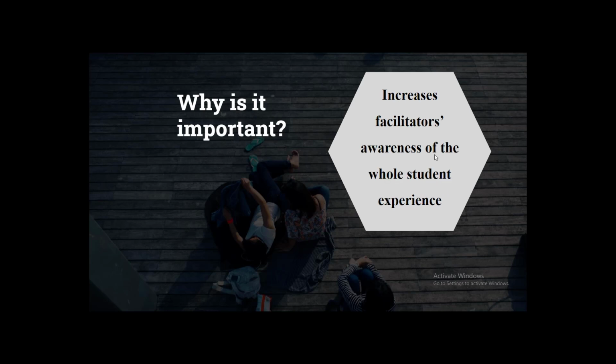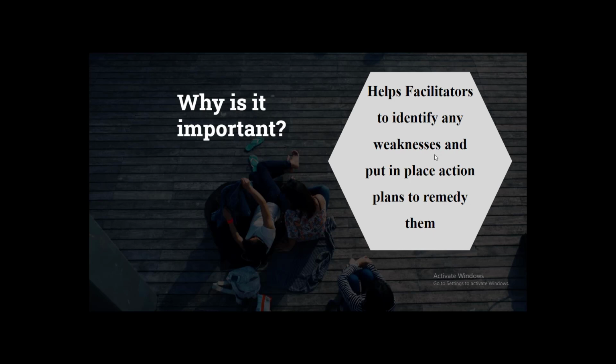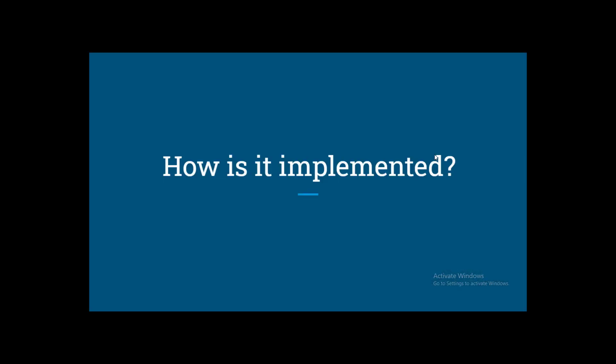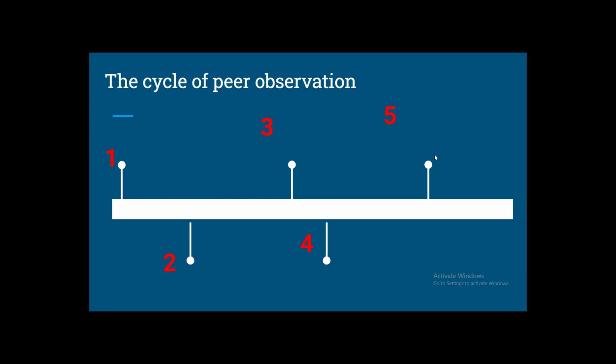It increases facilitators' awareness of the whole student experience, since there will be another set of eyes in your class during a session. It also helps facilitators to identify any weaknesses and put in place action plans to remedy them. Now that we have seen what peer observation is and learned about its significance in improving instruction, let us look at how it is implemented.